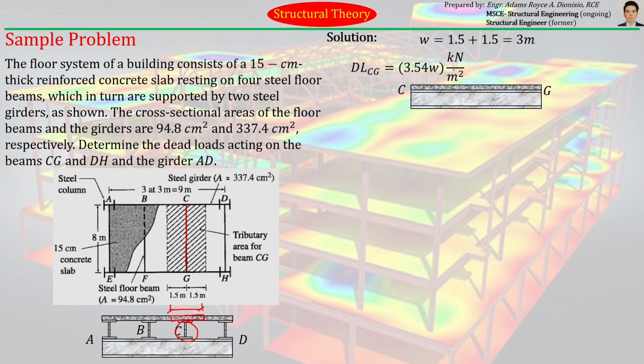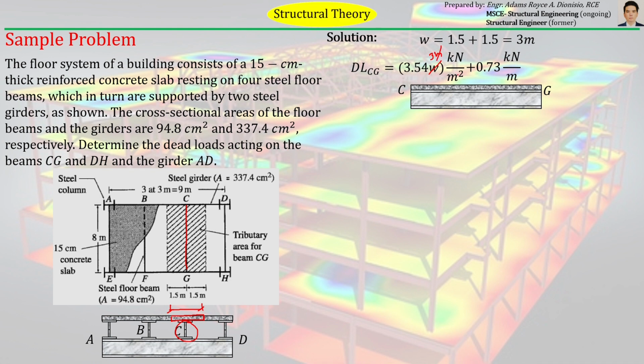So, substitute lang natin dito yung 3 meters. And then, we can already find the self-weight of the concrete slab being supported by floor beam CG pa lang. In addition to that, floor beam CG also supports its own weight, which we already computed a while ago, equal to 0.73 kilonewton per meter. Okay, so just do the numerical computation, substitute 3 meters here.